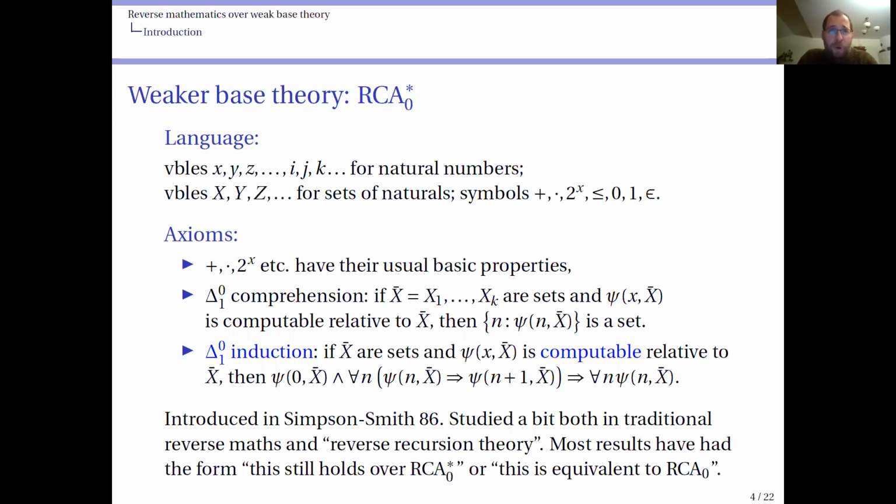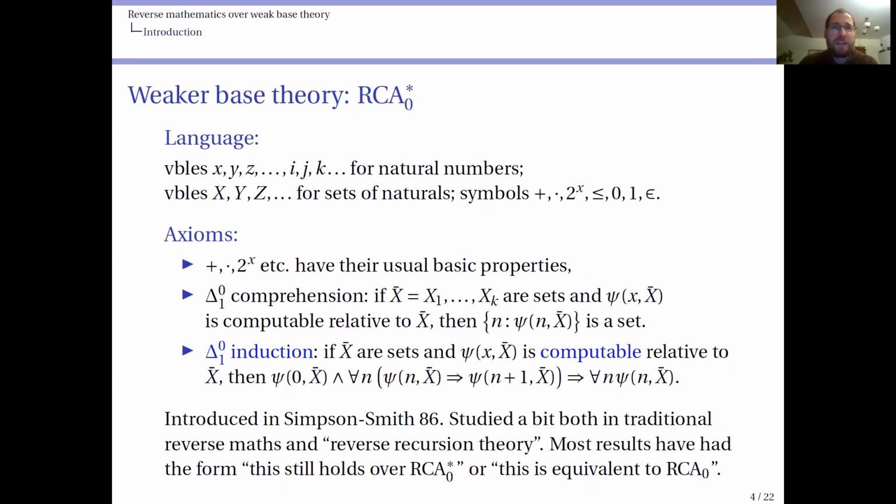It has been studied both in a more or less traditional reverse mathematics setting where you study typical maths theorems. And it has also been studied in a subfield that you could call reverse recursion theory, where you want to understand how much induction, for instance, is needed to prove various results in recursion theory. And most of the results about this theory, not all, but I can think of one exception off the top of my head, at least the classical results about this theory, have one of two forms.